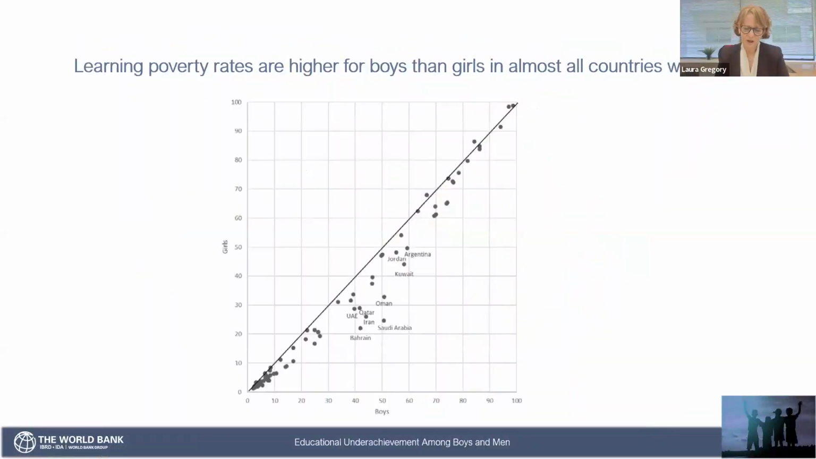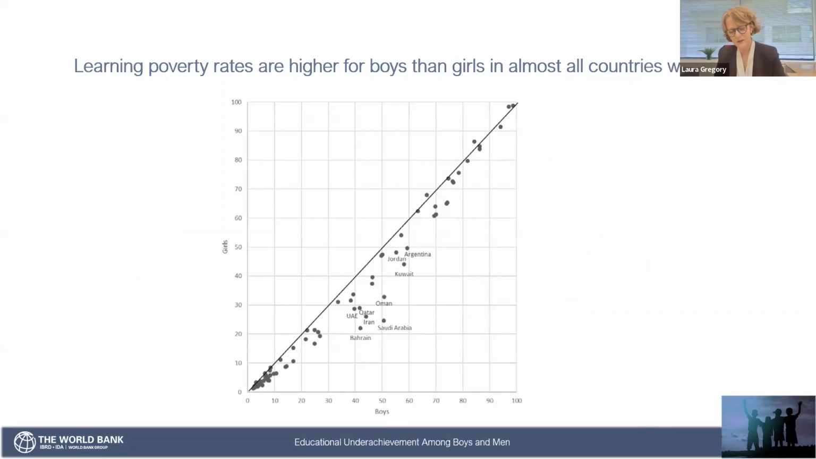much younger. The learning poverty rate, which is the percentage of children who are unable to read a simple text with understanding by the time they're 10 years of age, is higher for boys than girls in almost all of the approximately 100 countries of the world for which learning poverty data is available. And this is especially an issue in the Middle East and North Africa region and the East Asia and Pacific regions, also where we have data, and among middle-income countries.